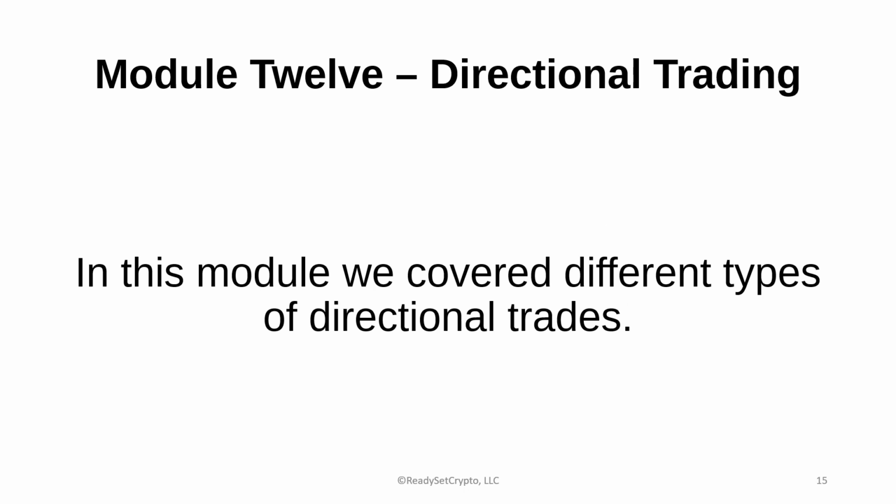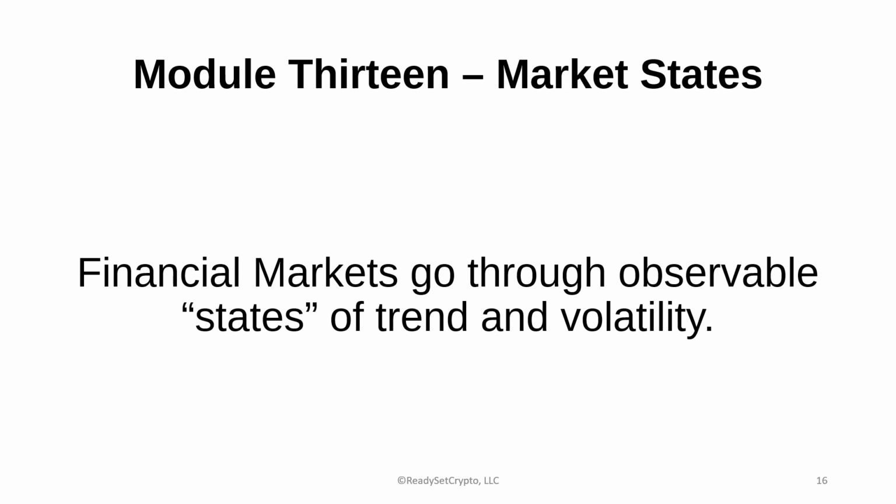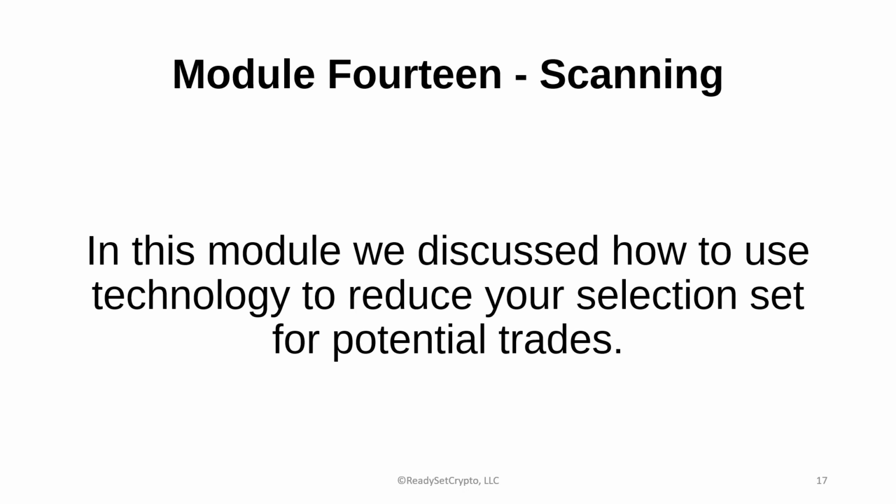Module 12, we went over different forms of directional trading for crypto. Module 13, we talked about different market states. It's important that you understand that the current state of the market is not what it's always going to be. It'll be dramatically different a year from now, or 2 years from now, or 10 years from now. Markets always change, as do we. Module 14, we finished up with scanning, understanding how to screen through all those thousands of coins to come up with just the ones that we want to look at depending on our criteria.